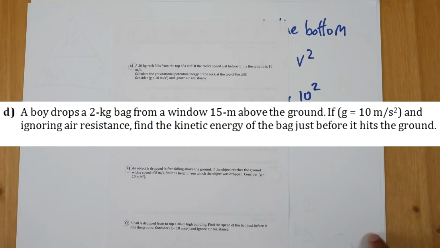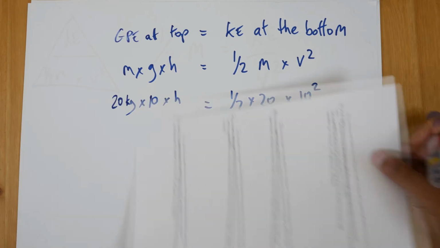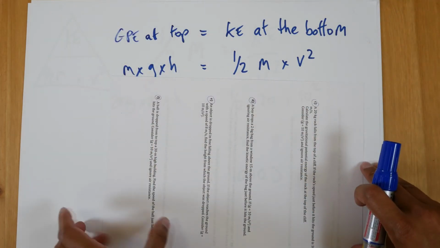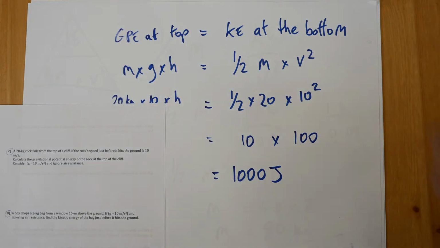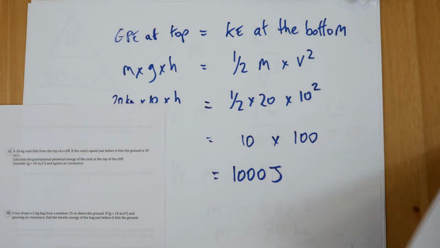It says a boy drops a 2-kilogram bag from a window 15 meters above the ground. If G equals 10 meters per second squared and ignoring air resistance, find the kinetic energy of the bag just before it hits the ground. Okay, so again, we're going to use this setup. This is our equation. Let's write it out again. We don't like to take shortcuts. Remember, the more shortcuts you take, the more likely you are to miss out steps. I don't like people to miss out steps, because if you miss out steps, you miss out marks. So let's have a look.